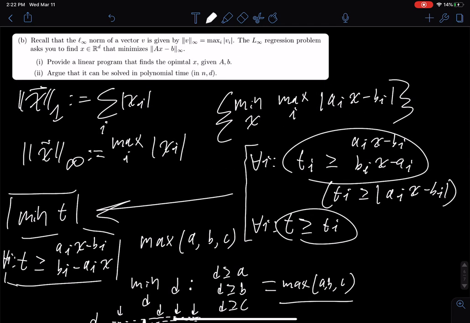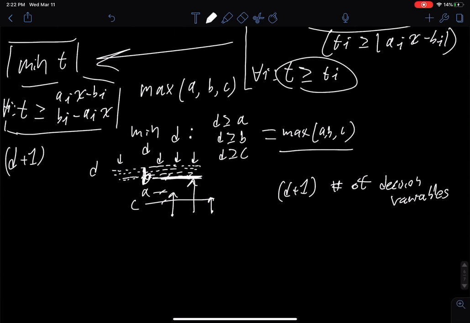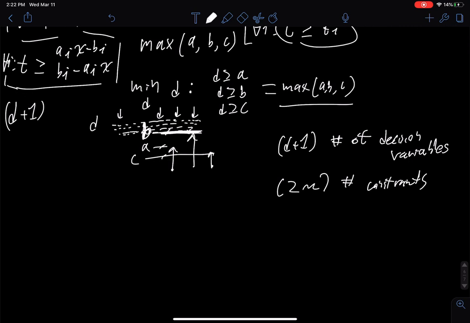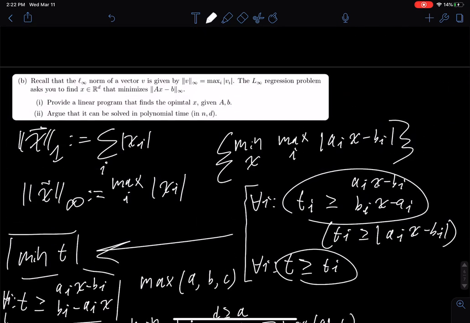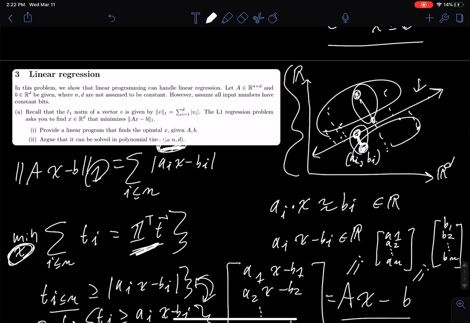We want to similarly show that this can be solved in polynomial time, so we'll count up our variables. We still have the d components of x, and now we just have one more decision variable, our T. I'll write this over here. This is going to be our number of decision variables. Our number of constraints is just going to be 2 for every single possible value of i. There are n values, so we're going to have 2n constraints, just like we did above. For total runtime of poly n d, just as desired. So we can see that whether we choose the L1 norm or the L infinity norm, we still end up with a polynomial time algorithm for solving linear regression.